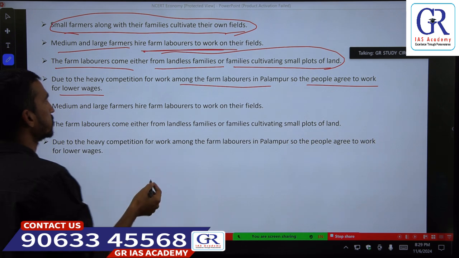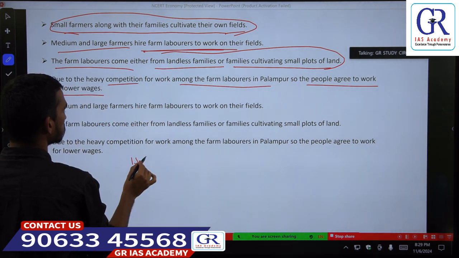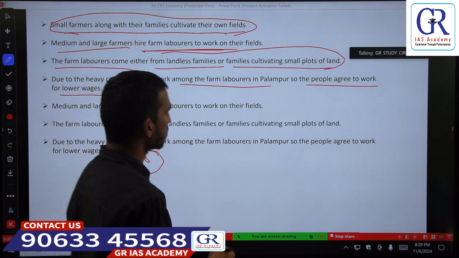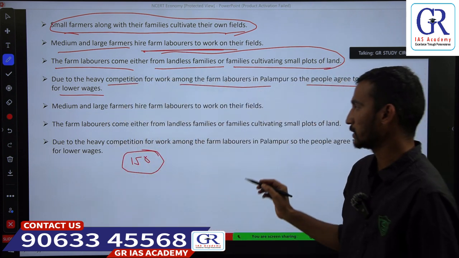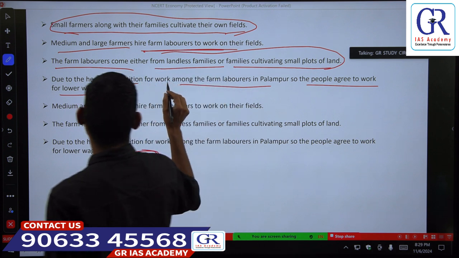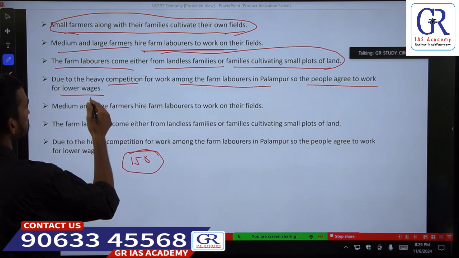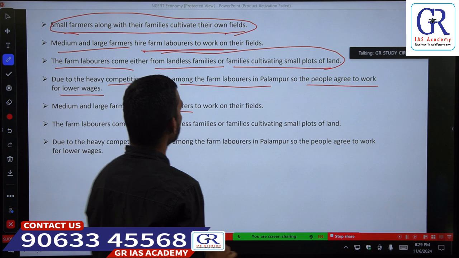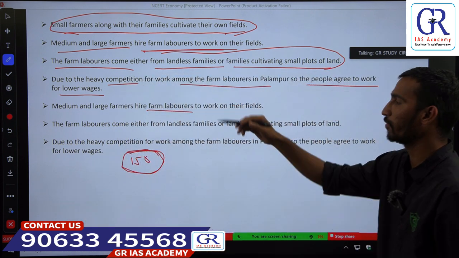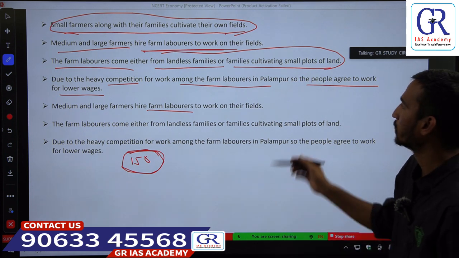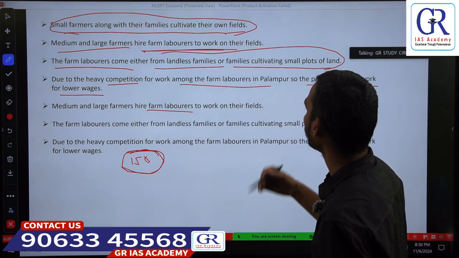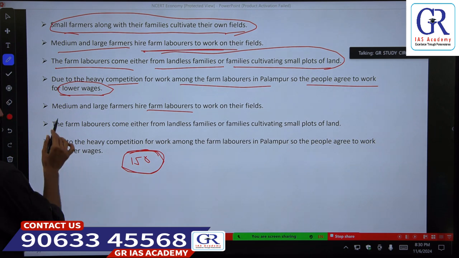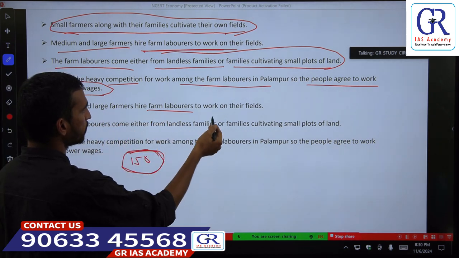You can see there was huge competition, because 150 families are landless, and the small holdings are very many, holding a small amount of land. So the competition is more in the case of farm laborers. As the competition is more, the supply of farm labor is more. When supply is more, the price will be lower. So as the supply of laborers is more, the wage rate is low in Palampur village. Next, medium and large farmers hire farm laborers to work on their fields.